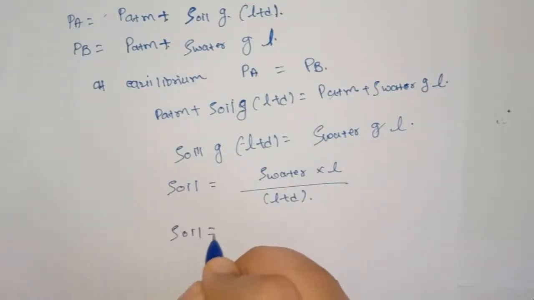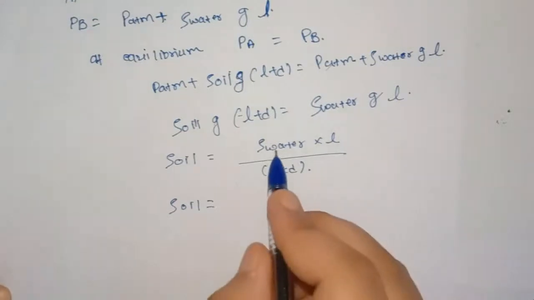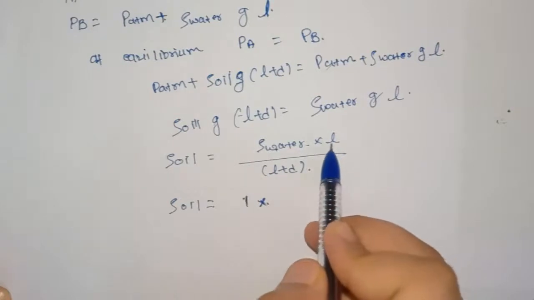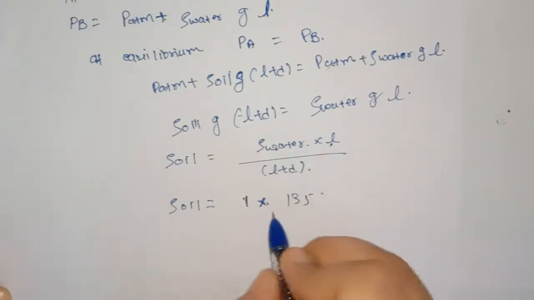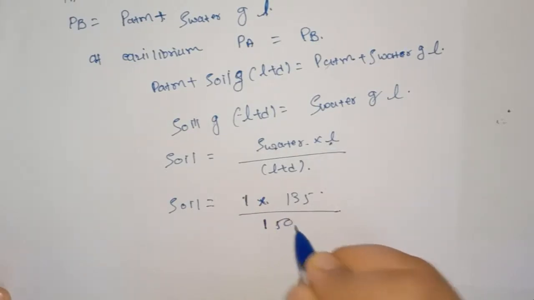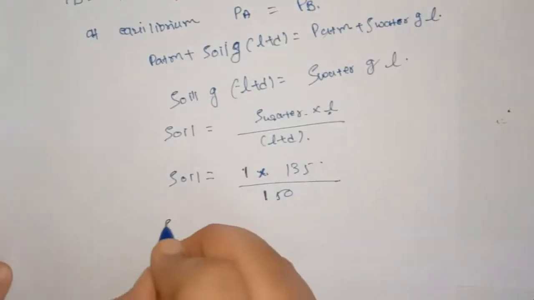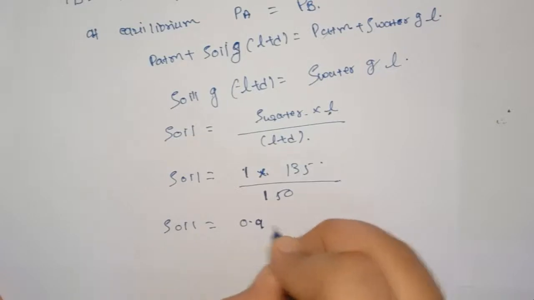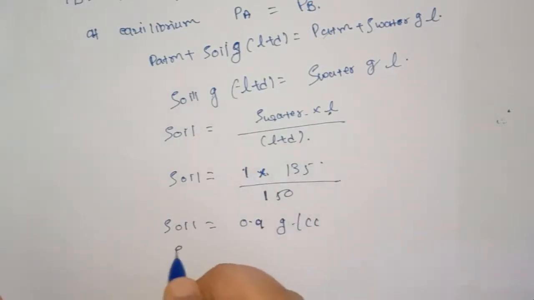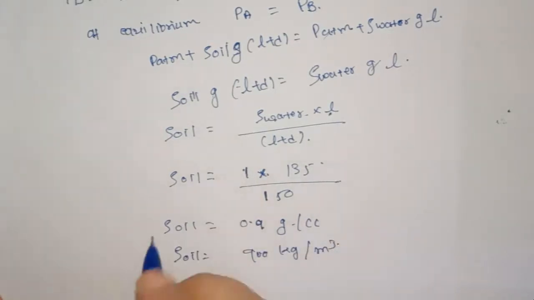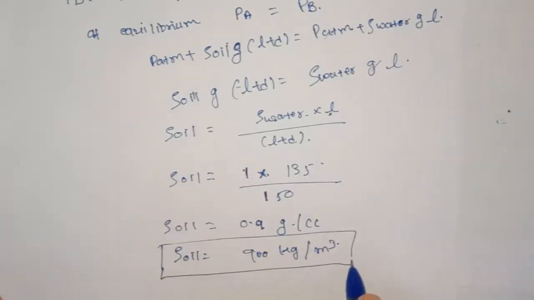So density of oil will be, if we take in CGS, then density of water is 1 gram per centimeter cube, length is 135 mm divided by 150 mm. So density of oil will be equal to 0.9 gram per cc. So that will be equal to 900 kg per meter cube. So this will be our final answer.